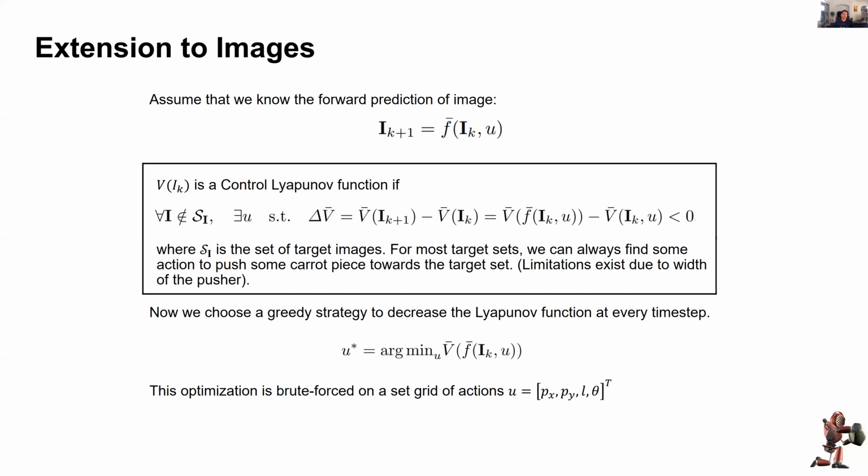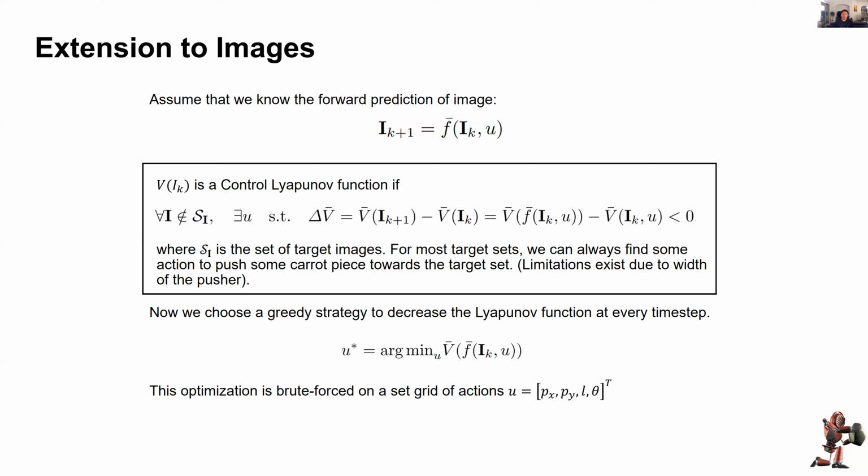And then we're going to do a steepest descent for the controller for this Lyapunov function. So we're going to have some candidate actions, project them forward using our model, evaluate the Lyapunov function on all those predictions, and choose the best one that will drive me downhill. For our purposes, we brute force this optimization on a grid of actions, where our parameterization of action is the starting point of the paddle, the length of the push, and the angle. So now if we have a prediction model, we can successfully drive it downhill.